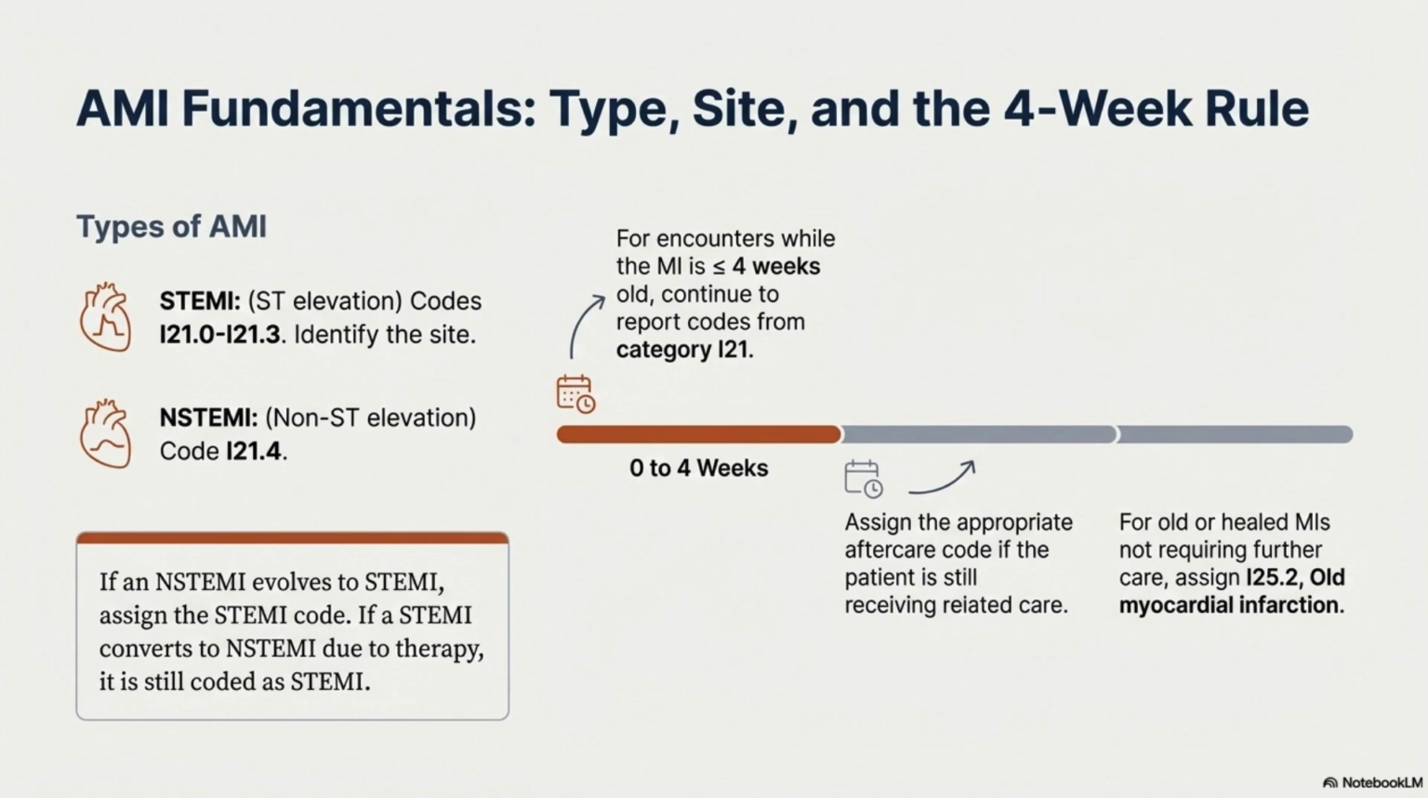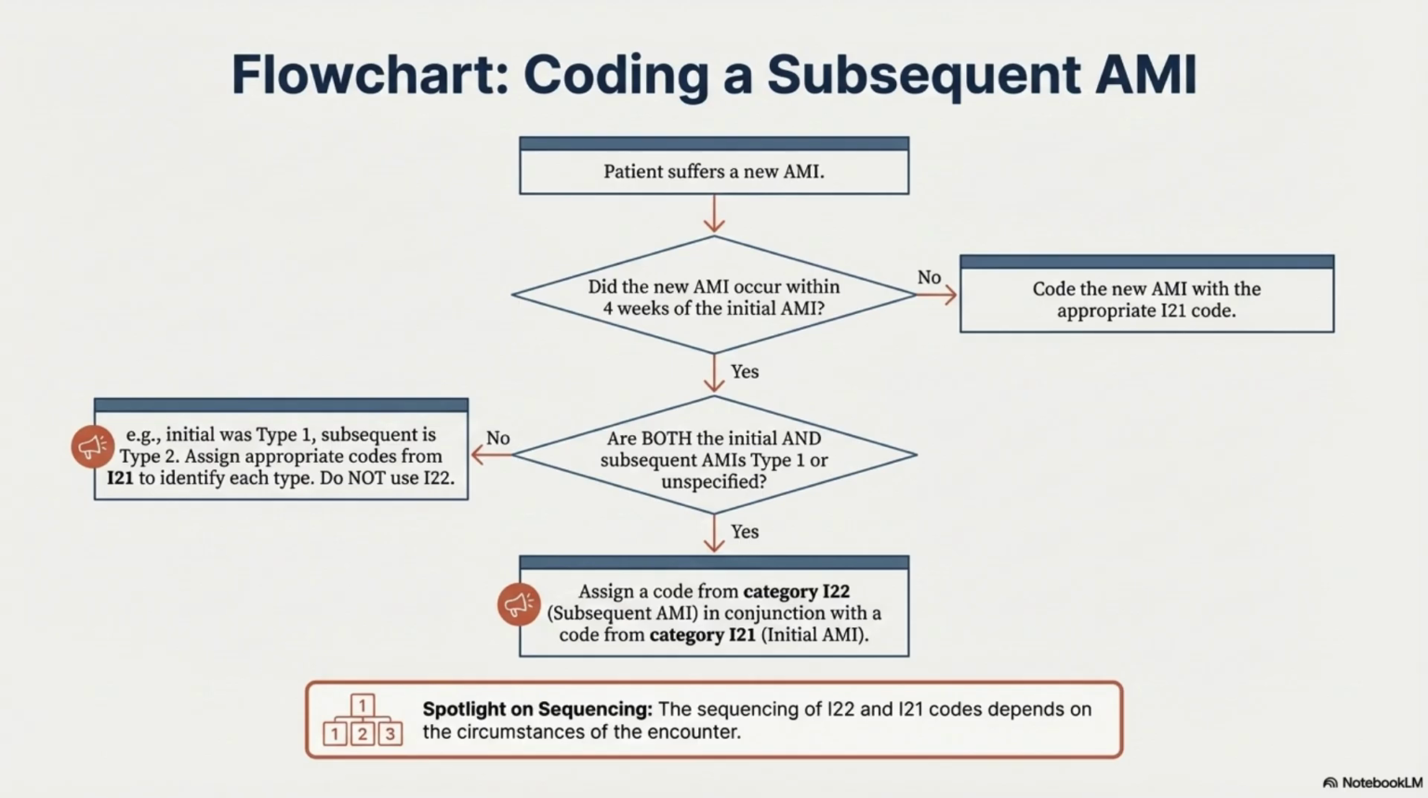For myocardial infarctions that are 4 weeks old or less, continue to report diagnosis codes from I21. If the patient is receiving aftercare related to the MI, assign the appropriate aftercare code. For old or healed MIs that no longer require active treatment, use I25.2. A subsequent acute myocardial infarction is a new MI occurring within 4 weeks of the initial one. For this scenario, we code I22 for the subsequent myocardial infarction and I21 for the initial myocardial infarction. This rule applies only when both myocardial infarctions are classified as type 1 or unspecified.